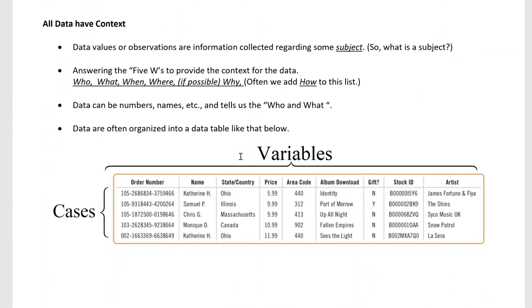All right, so let's look at this table. If I give you this table, can you give me some information about it? How would you make a summary about this table? So if your manager or any customer gives you this table, what is the first thing you need to look at? All right? Okay, so first we say the data values or observations are information collected regarding some subject.